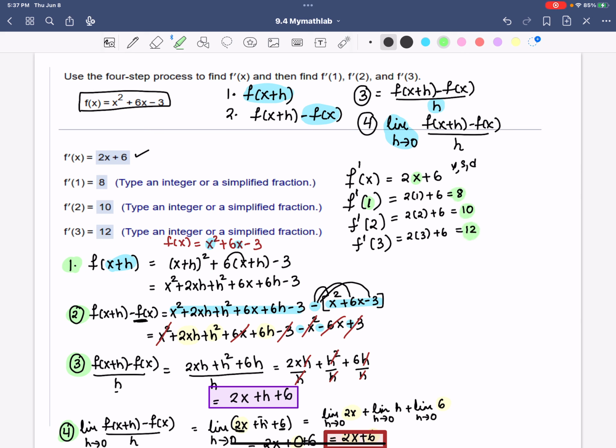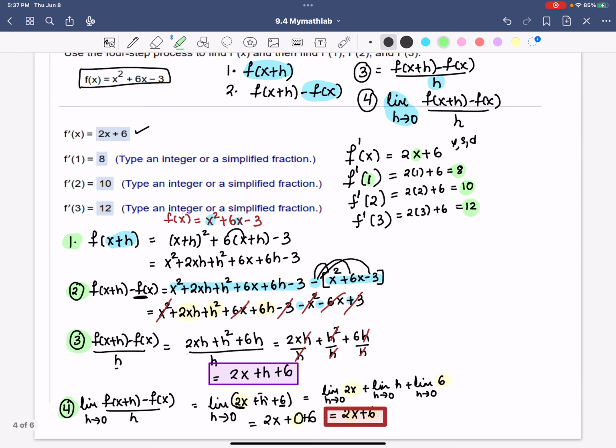And again, if you're having any confusion, I want you to stop, rewind, and replay, just so that you understand this difference quotient, which is your velocity, your slope, and your derivative. All right, now let's move on to the next one.